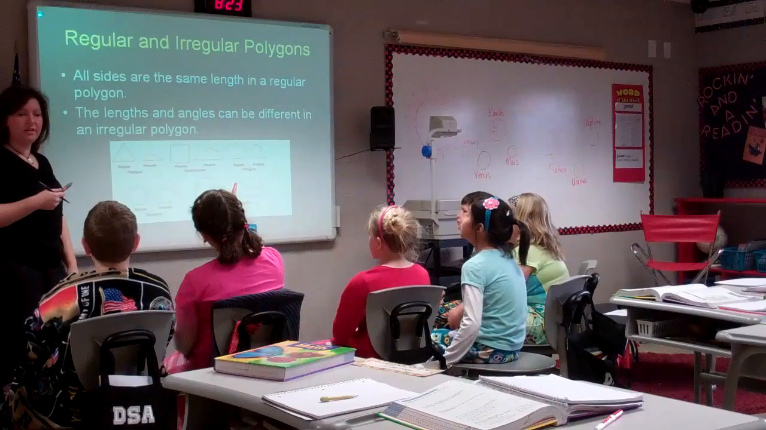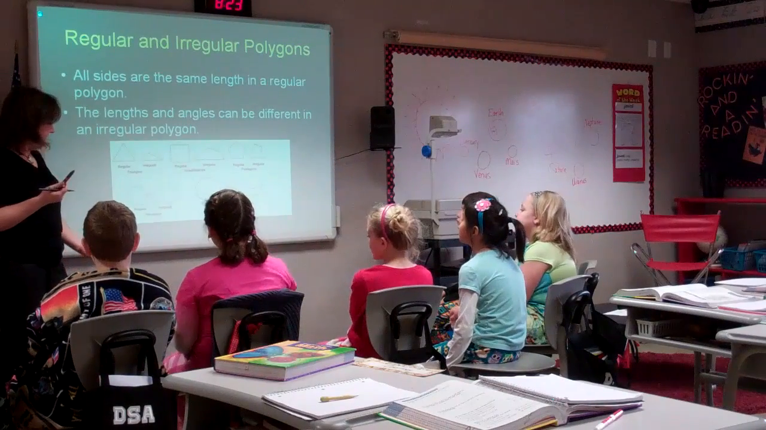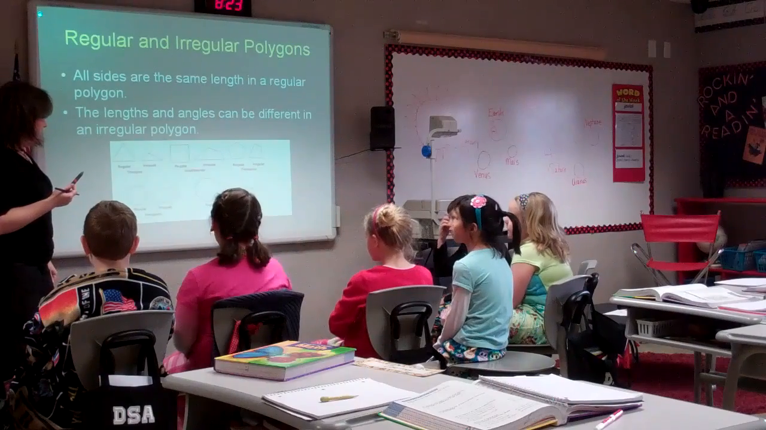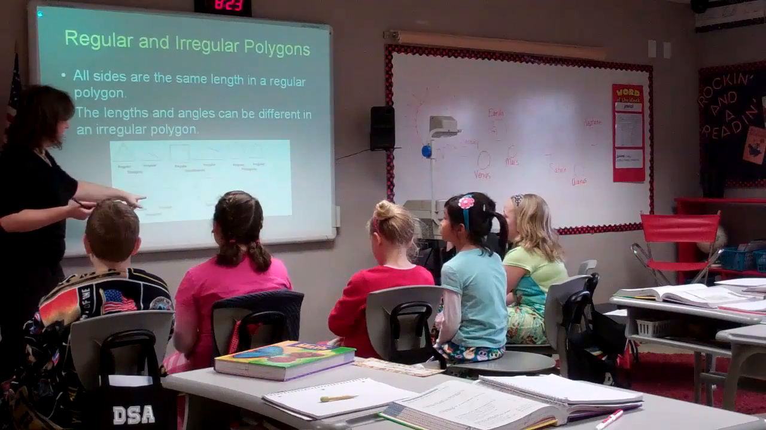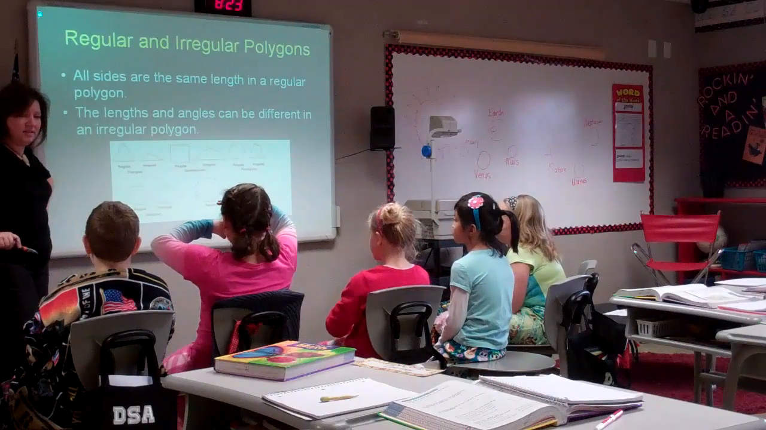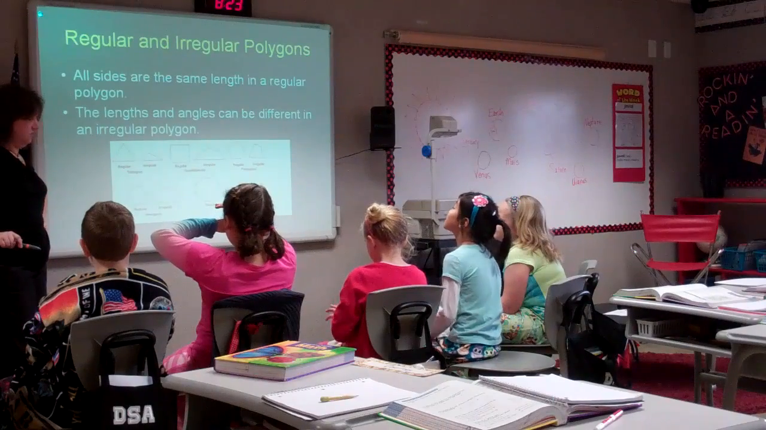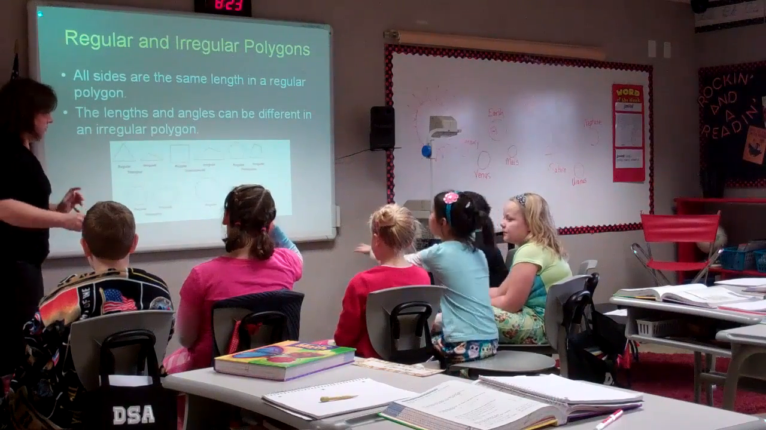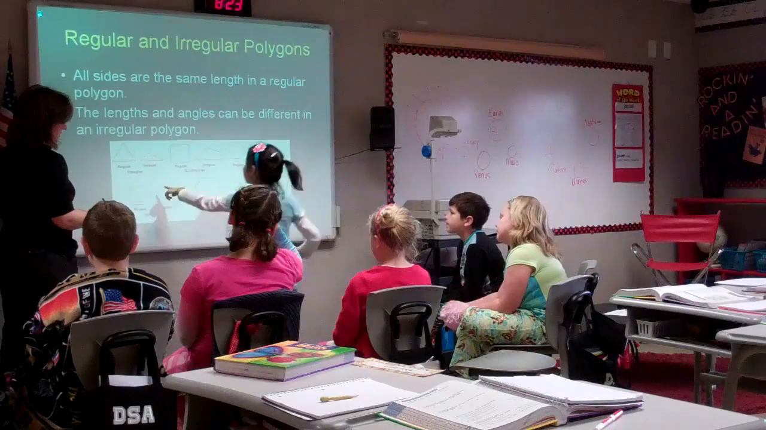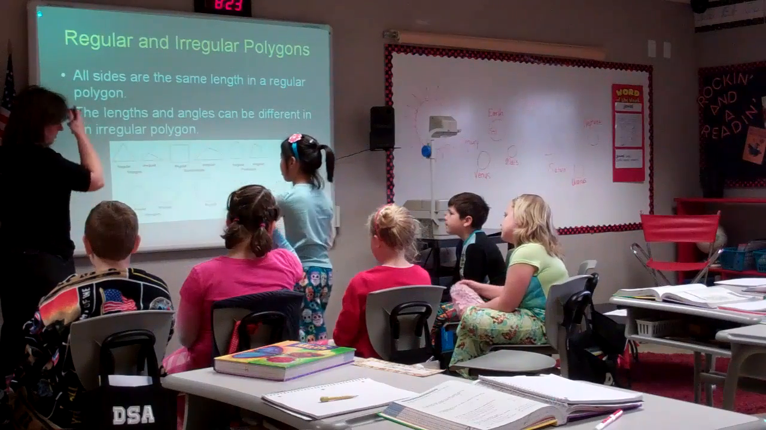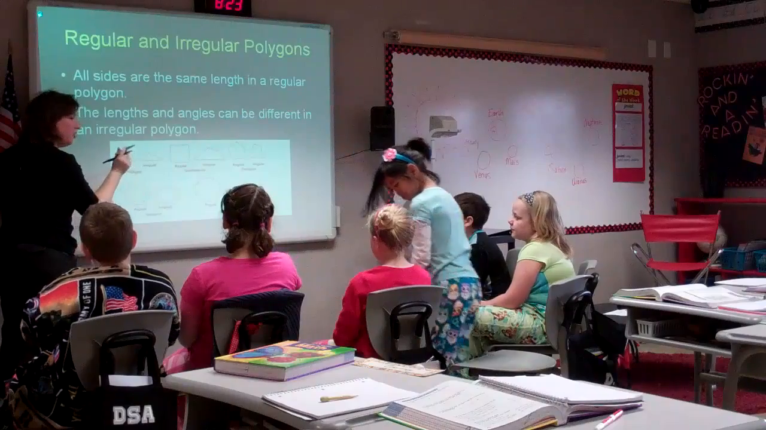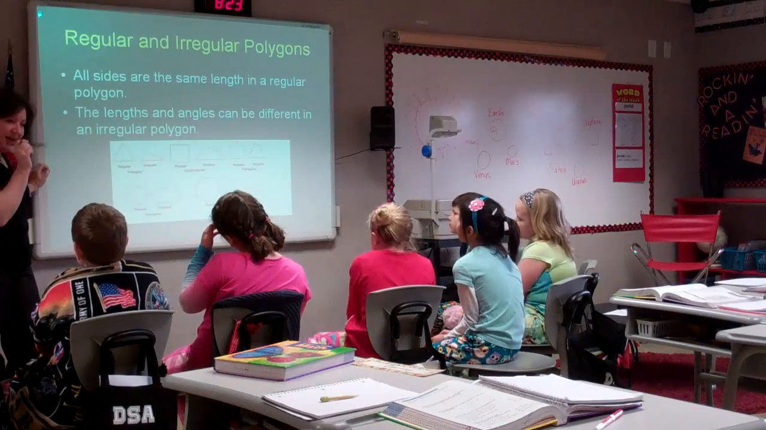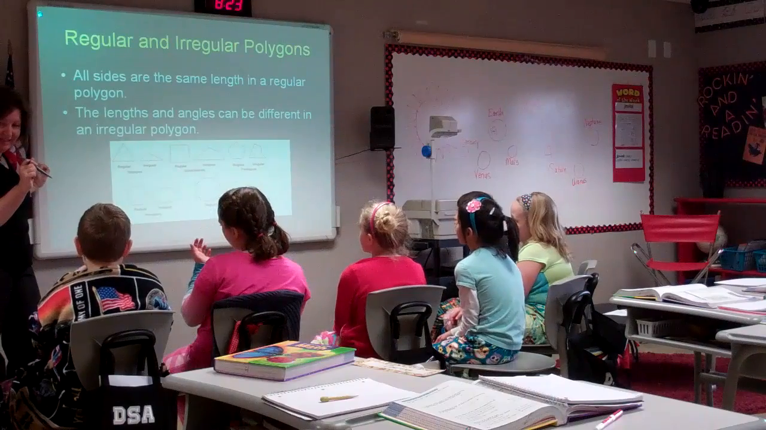What about this one? Is it regular? Are all the sides the same length? Yes. What about this one? No. That's irregular because all the sides are not equal. They're both hexagons though, but one's flatter and one's taller. It makes these lines longer. That's right. So for a polygon to be a regular polygon, every side has to be the same length, the same size.